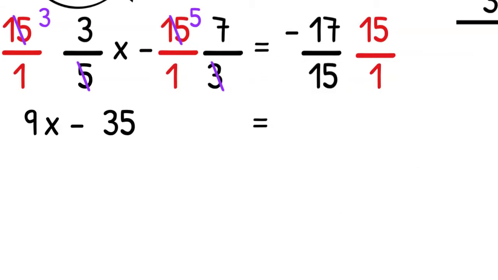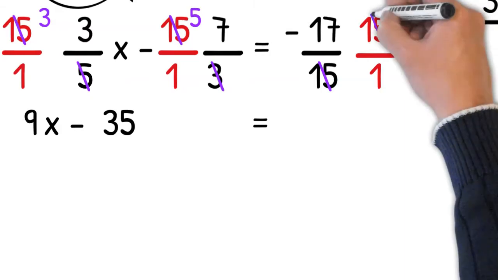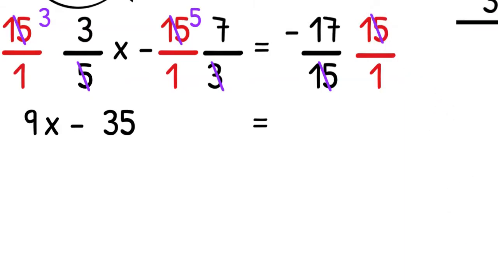Now negative 17 over 15 times 15 over 1. Simplify. The denominator is 15. In this case, we have a denominator of 15 and a numerator of 15. They just factor each other out. We end up with just negative 17. All the fractions are gone, eliminated.